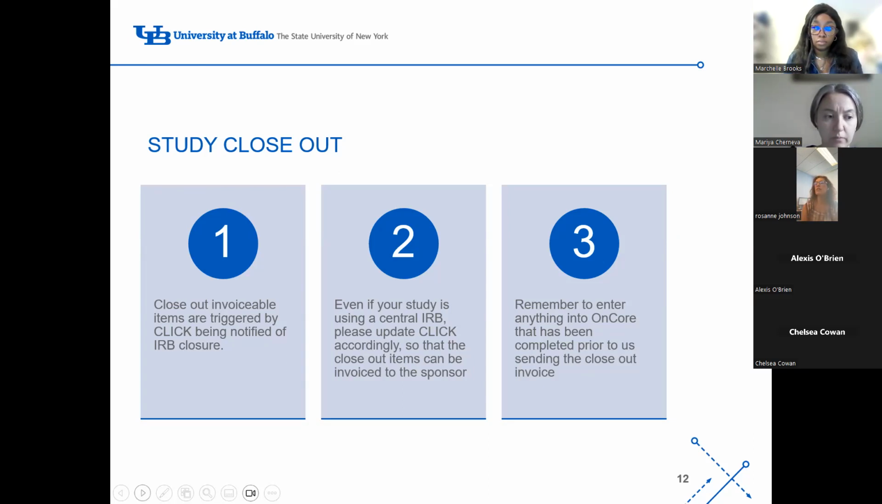So whether or not you're using local or central, you still need to notify Click that your study is in IRB closure, or you need to let the OnCore team know that that's happening, and they can do what they need to do on the OnCore side of things. We have to make sure the study is put in IRB closure. Then all of the study closeout items, once it's triggered in IRB closure, automatically pop up to be invoiced to the sponsor. So then we're aware that the study is in IRB closure, and we then would probably be reaching out to you if you haven't already.